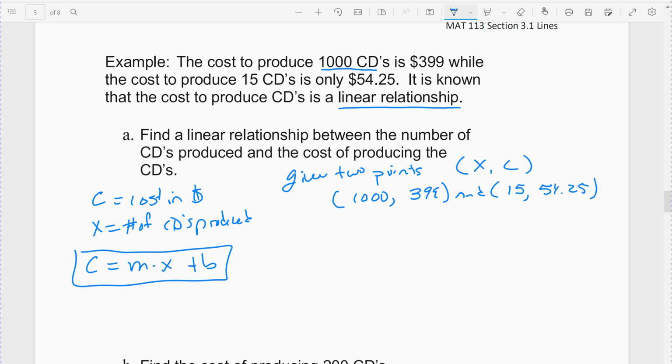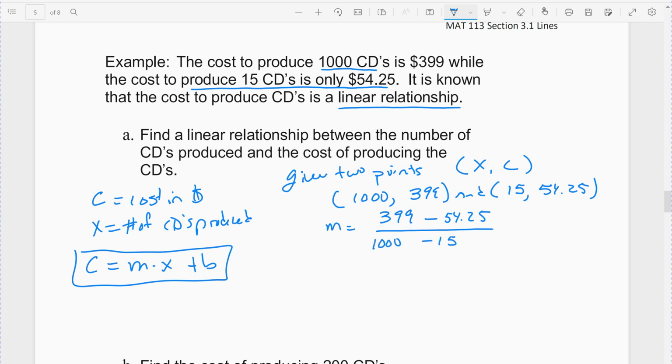So this information is giving you 2 points, a pair of values, an X value and a Y value. In this case, my Y value is my C value, but it's the same thing, right? And so I'm going to use that information in order to find my slope. So in order to find slope, it's the change in Y over the change in X. So I'm going to pick the bigger values to subtract. So I'm going to take my $399 minus my $54.25. And as long as I'm consistent, I'm fine. So I'm going to take my 1,000 minus my 15.